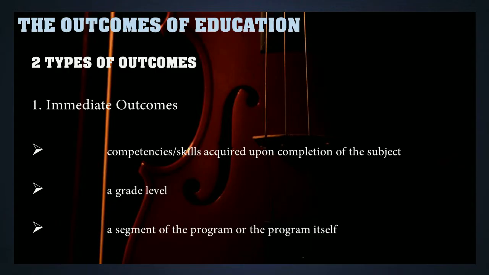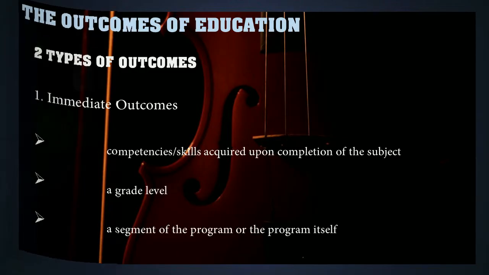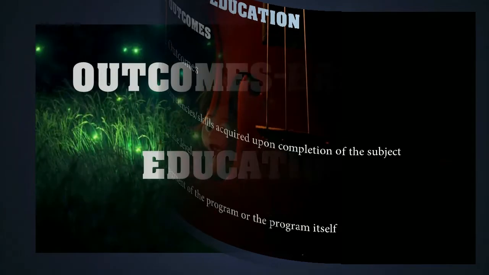Then, a grade level. Once you have finished maybe your grade 6, then you can go to the next level: grade 7, grade 8, like that. Then the next, it is a segment of the program or the program itself. What you have learned from the program or the program itself, that is what we call immediate outcomes.